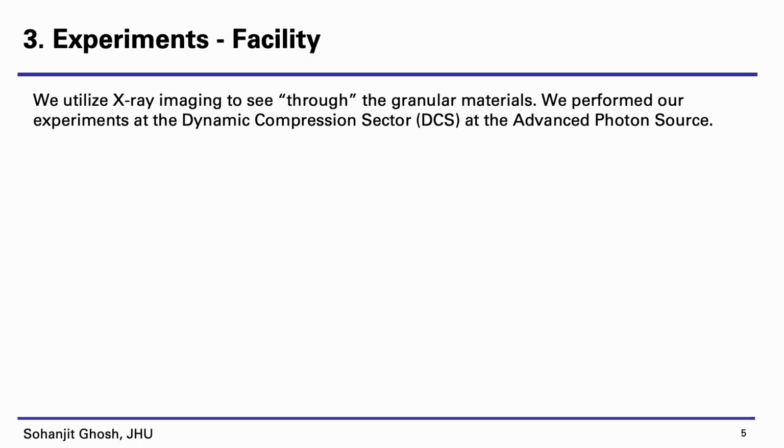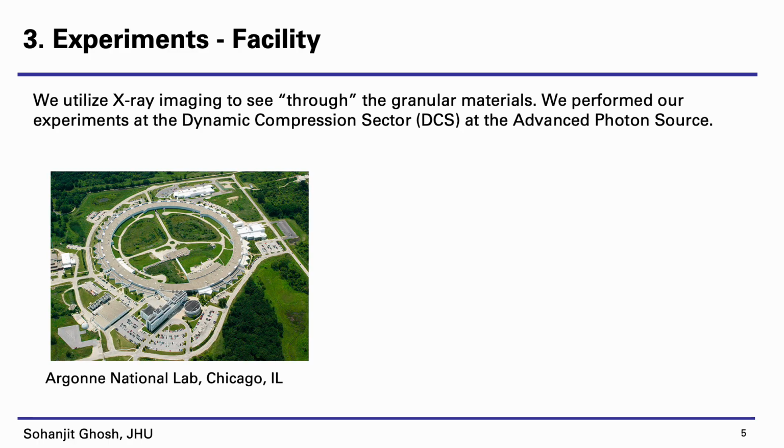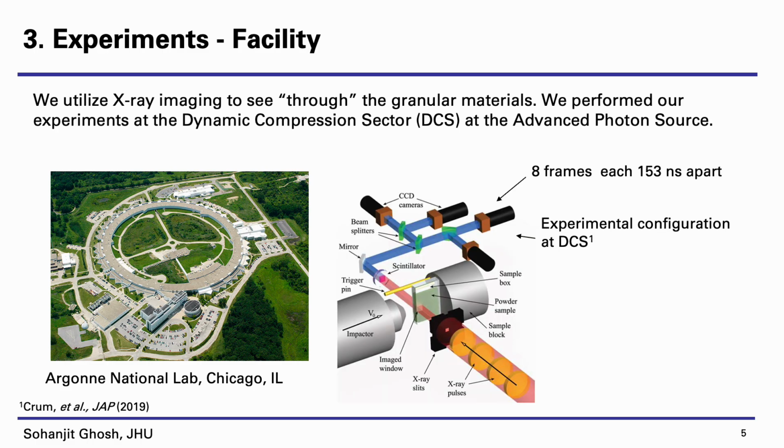So for in situ measurements, we utilize X-ray imaging to understand what's happening inside the granular material and in between grains. We performed our experiments at this facility called the Dynamic Compression Sector, which looks something like this. This is actually a synchrotron source, where you have a very powerful X-ray beam coming in, and at DCS you have a gas gun setup and an X-ray imaging setup synchronized together, such that when the impact happens, this X-ray system can take 8 frames, and the time gap between each frame is 153 nanoseconds, which is really fast.